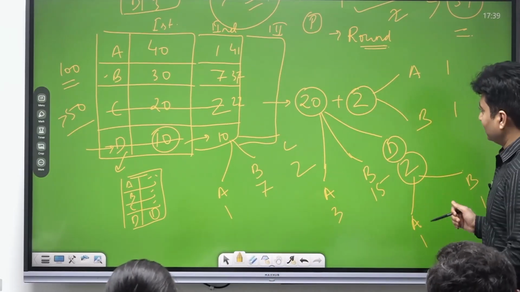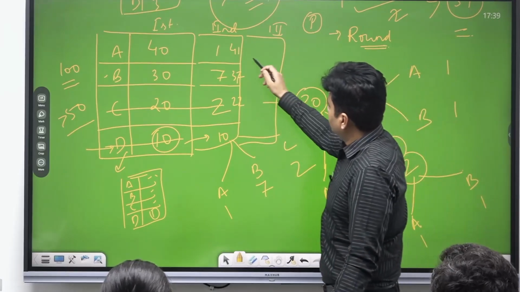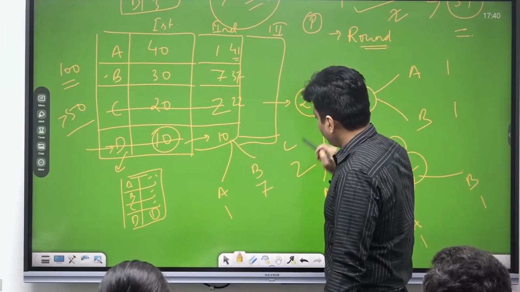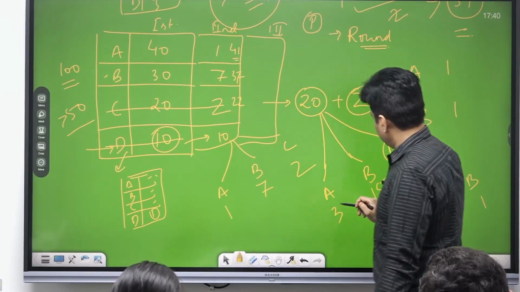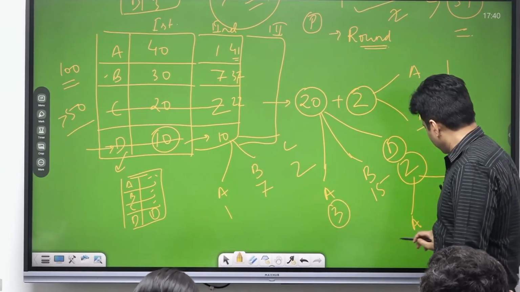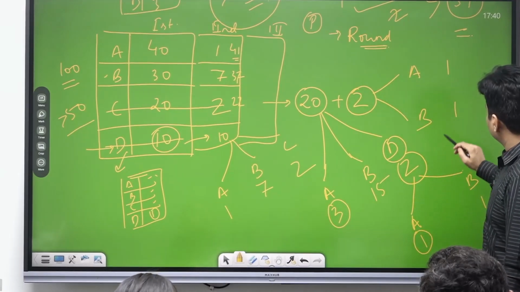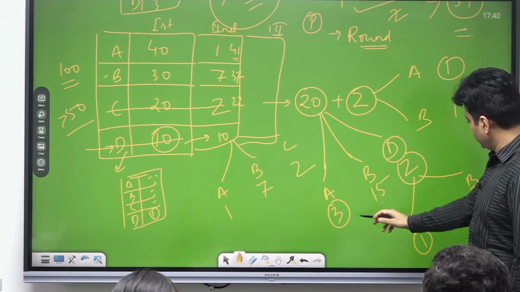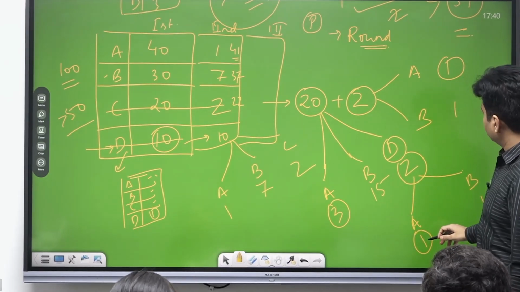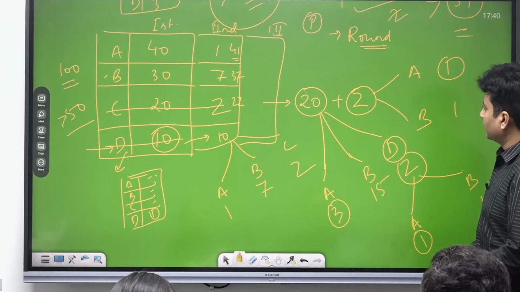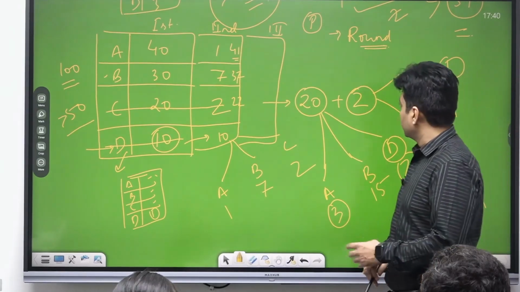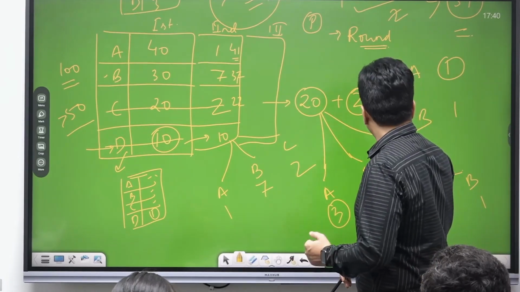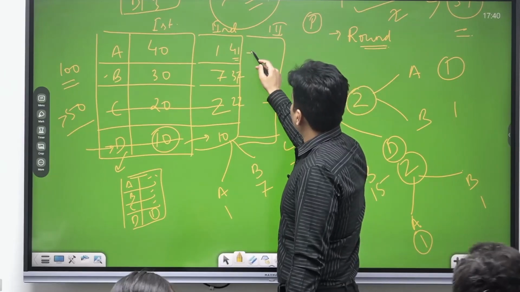Okay, now what shall we be doing? In addition to this 41, we will be counting what? This number, and this number. Okay, so 3 plus 1 plus 1, how many? 5. So total 46.